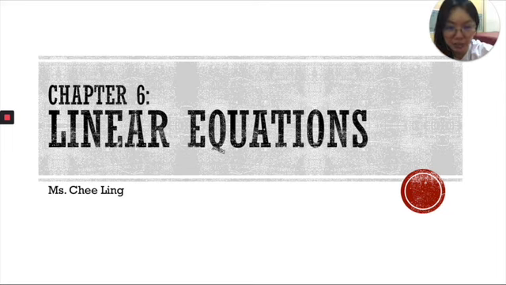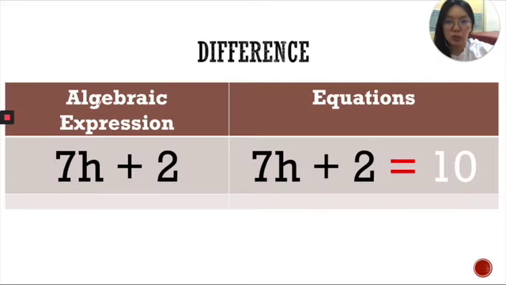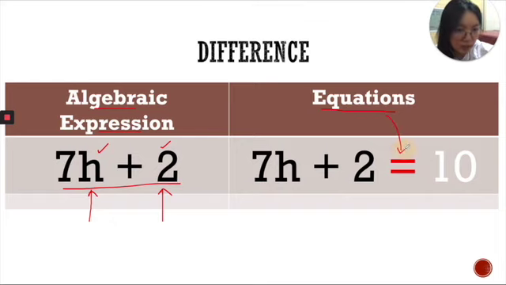Welcome back. Chapter 6, Linear Equations. Last chapter, we learned about algebraic expression. This is an algebraic expression that comprises two algebraic terms, variable and number. On the right hand side, we have something called an equation. What is the difference here? Because there is an equal sign here. An algebraic expression with an equal sign is called an equation. So on my left is an algebraic expression, on my right is called an equation. The difference is one has an equal sign, one has no equal sign.